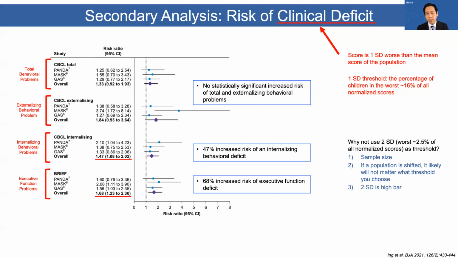And the third reason is that if you only consider a child to have a clinical deficit if they have scores that are 2 standard deviations worse than the mean, that's a pretty high bar. That's equivalent to saying that you only consider a child to have a deficit in intelligence if they have an IQ score of less than 70, which is 2 standard deviations away from the mean, or a score in the mental retardation range.